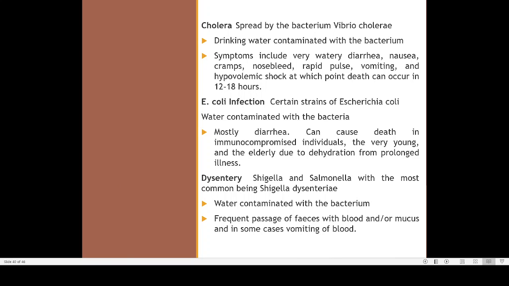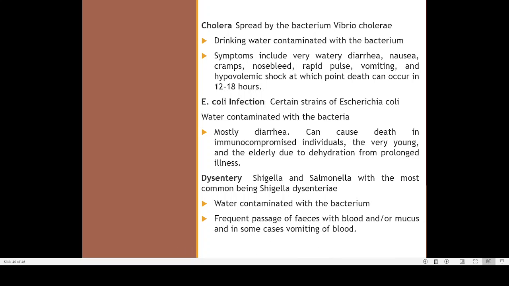Here you can see that Shigella is also a very dangerous bacteria. Shigella causes shigellosis. Here maybe some pictures may help. This is the bacteria that is causing it. Here you can see the rod-shaped bacteria, and it is also caused by contaminated water, with frequent passage of feces with blood. So your intestinal wall will be affected, and there will be blood and mucus in your fecal matter. In some cases, vomiting of blood can also take place. So these are the problems in the case of Shigella and Salmonella.